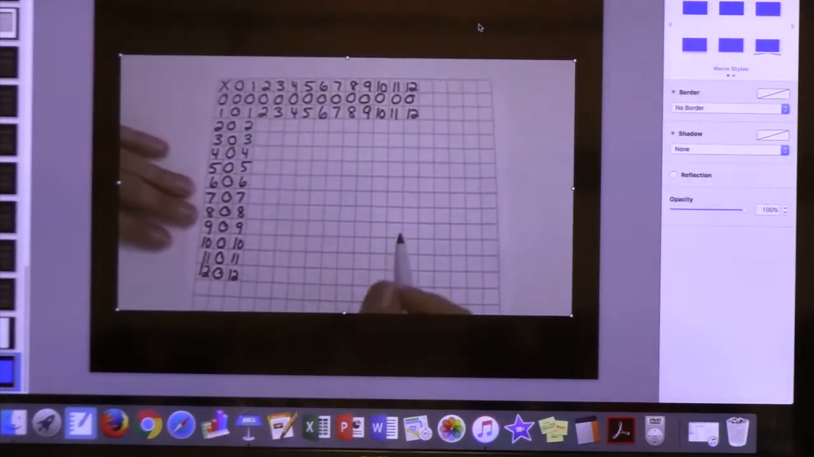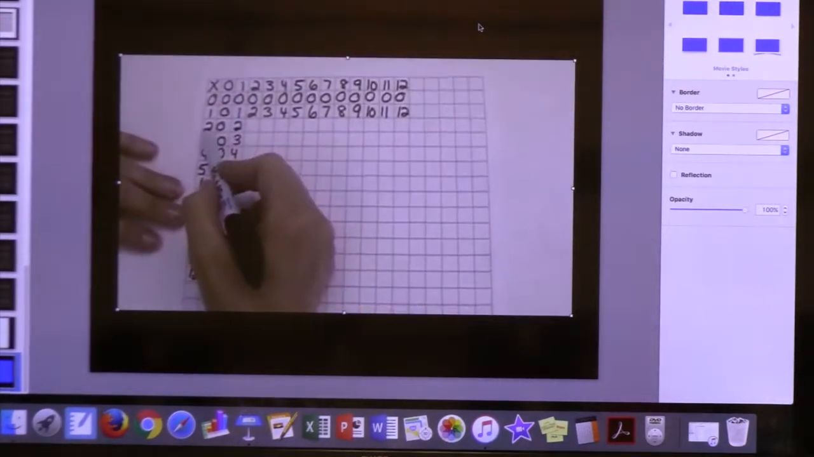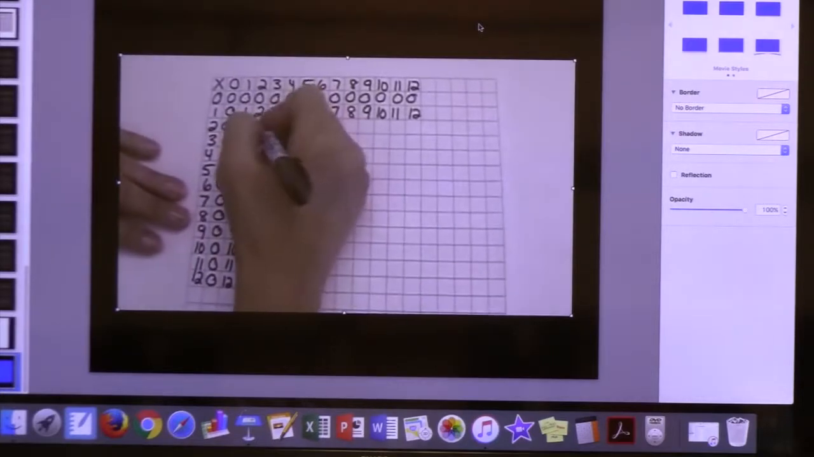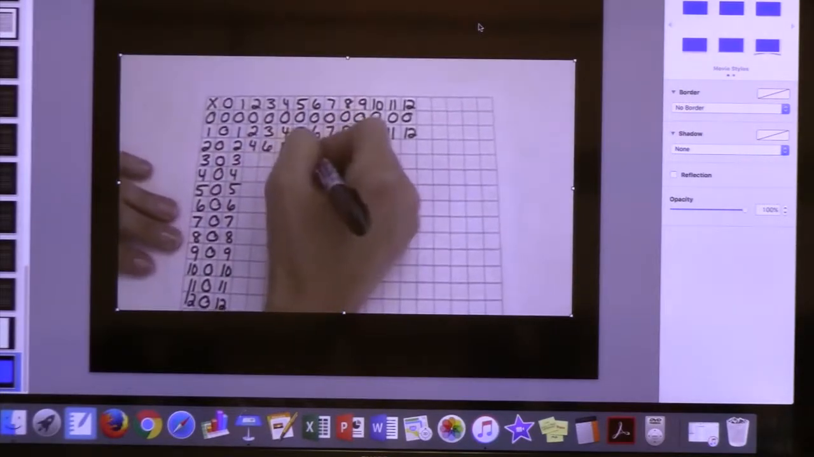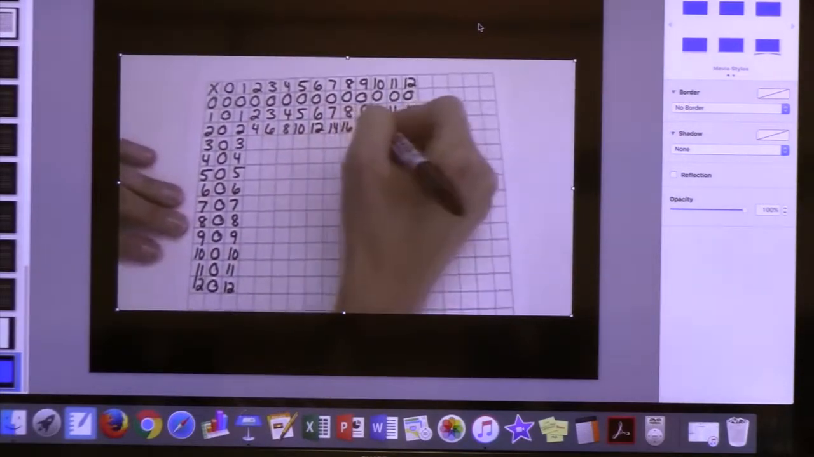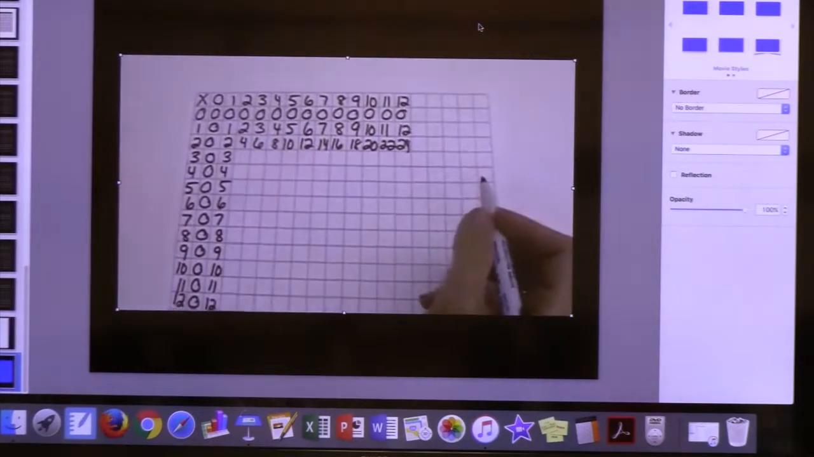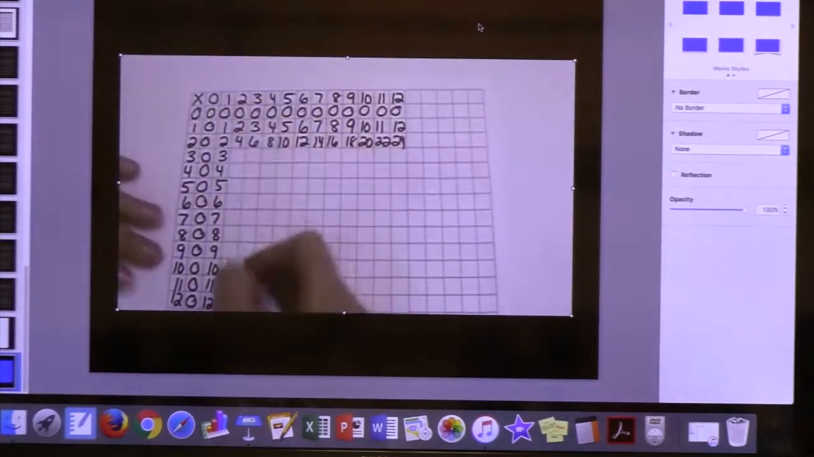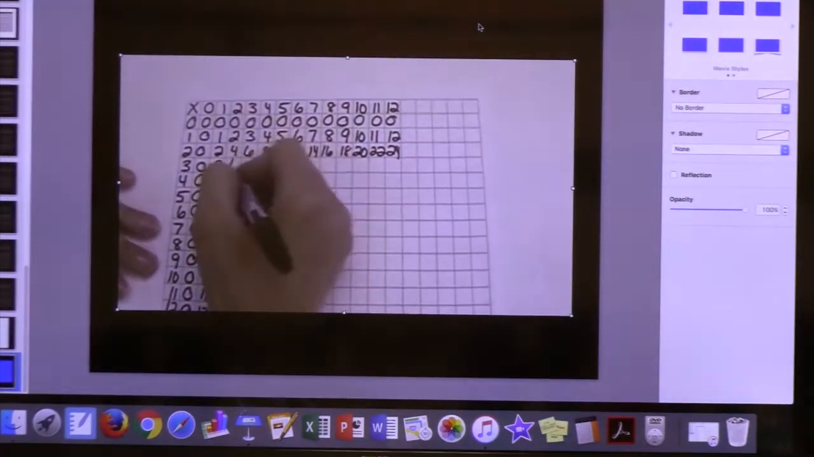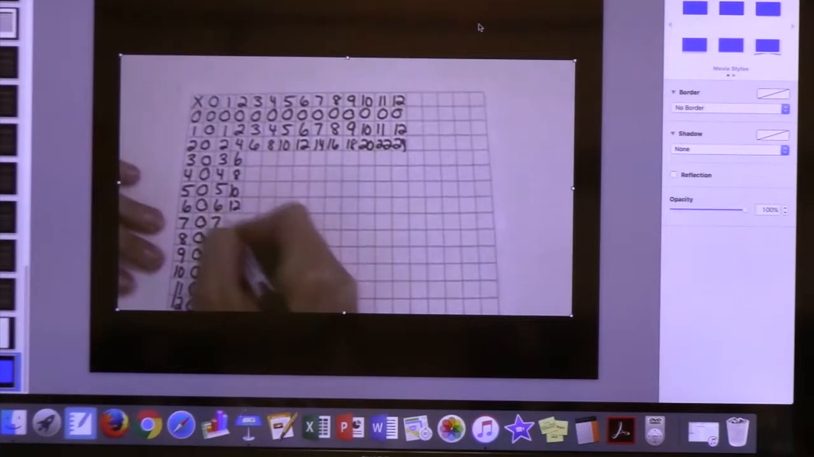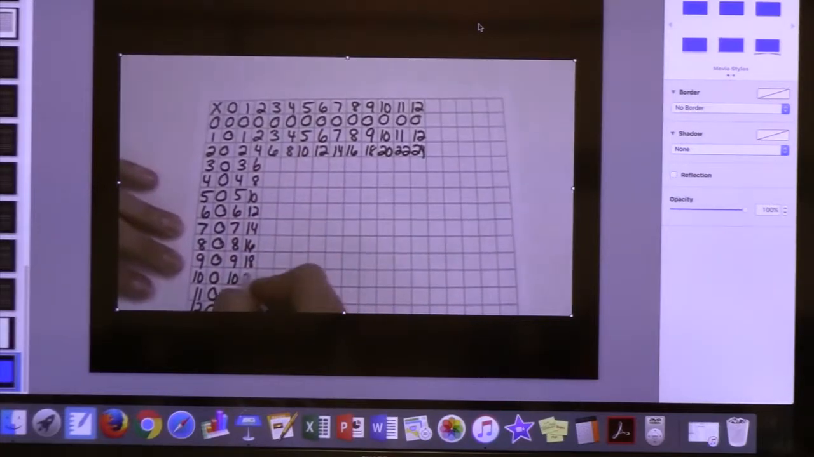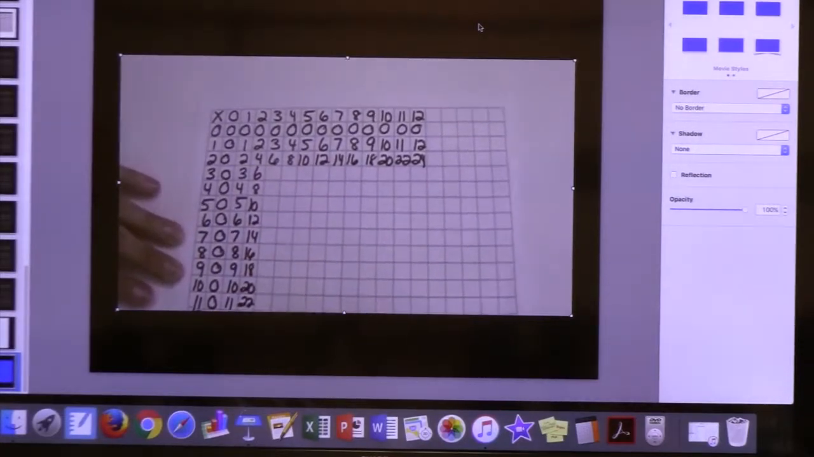Next, we skip count by 2, beginning with a factor of 2, 0, 2, 4, 6, 8, 10, 12, 14, 16, 18, 20, 22, and 24. Remember, whatever you do across, you have to do down. 0, 2, 4, 6, 8, 10, 12, 14, 16, 18, 20, 22, and 24.